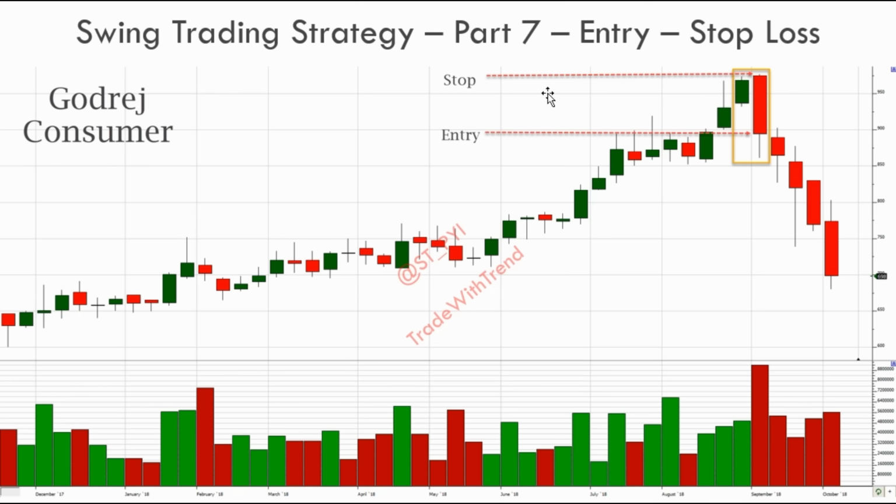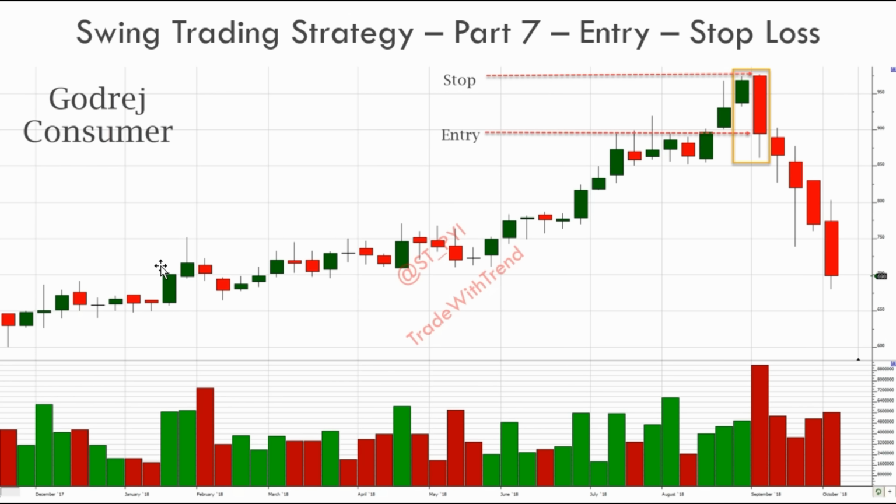Exit is subjective, but I found that this strategy easily yields, whenever it works, about 20 to 30%. So you do get a risk reward of easily about 3:1, 4:1, or 5:1. Such kind of trades you can easily execute with this particular strategy.